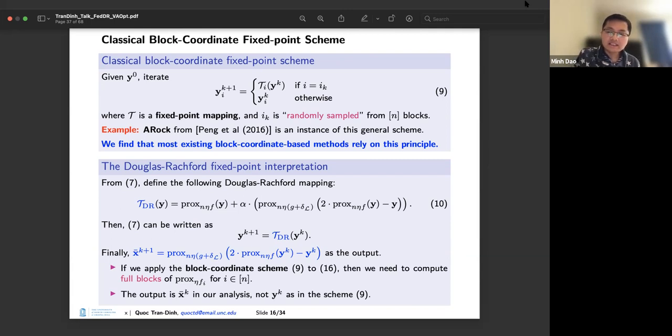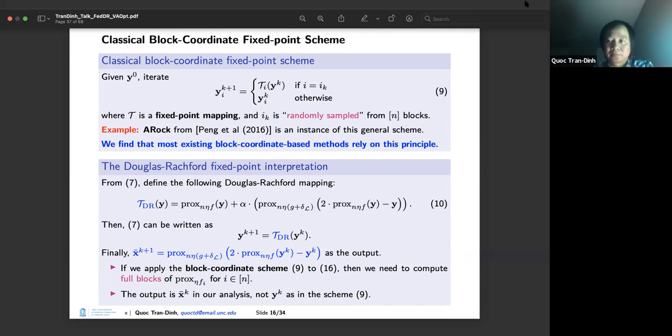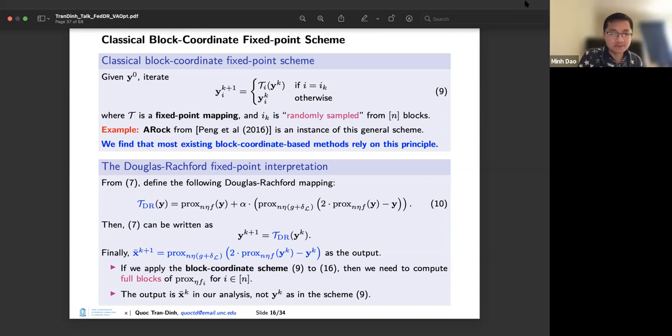Normally in the convex setting, they can formulate it back to the formulation of the sum of two functions or two monotone operators, and then use the averaged operator to get the convergence. Right, yeah.